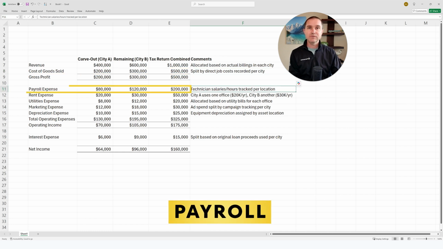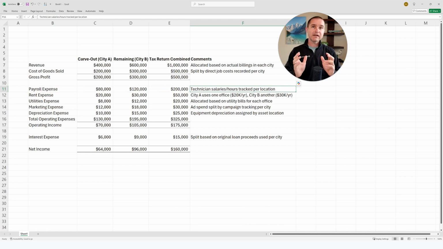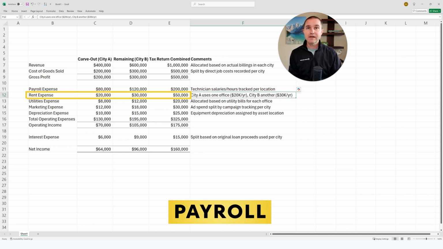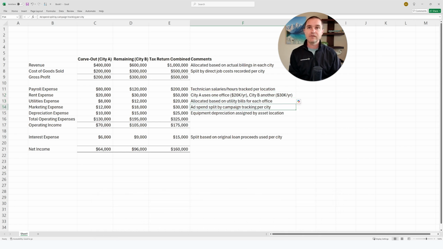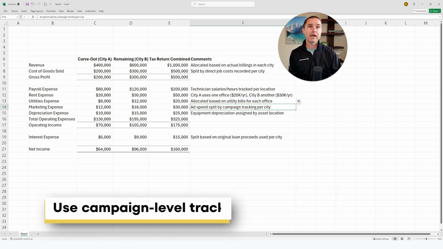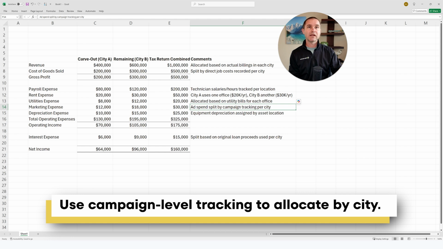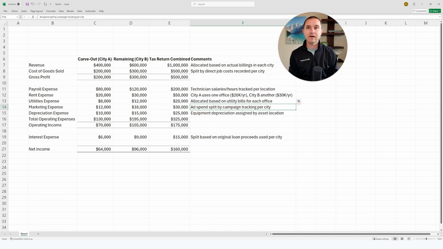On the payroll expense, let's say you might have one technician that works in both cities, but you have the ability to track by location and the jobs that they do. Based on that, you can split up their time and demonstrate that in the spreadsheet. Maybe from a rent perspective, you have two different offices, so that would be easy. Utilities are based on each office. For ad spend, maybe you have different campaigns. You're doing Facebook ads and you can see campaign A, campaign B, and you can split that up and document it.